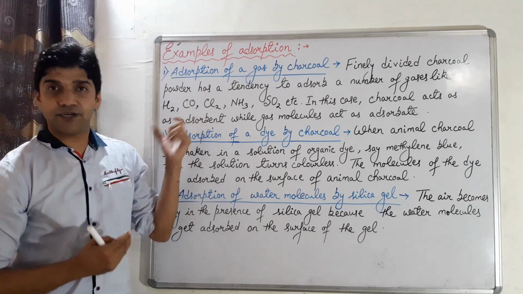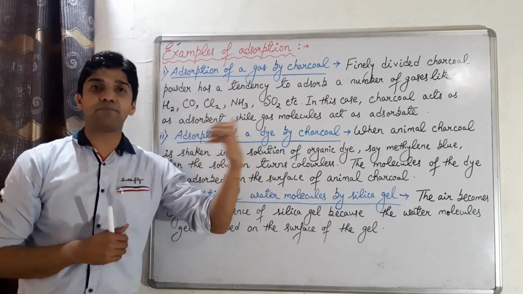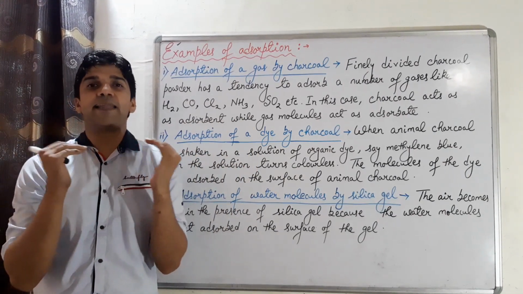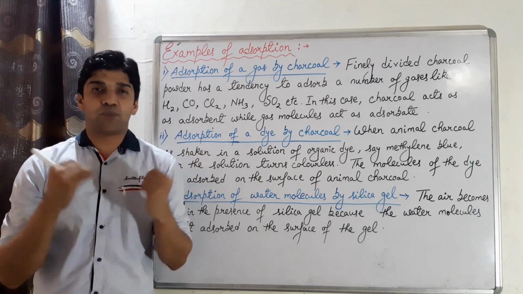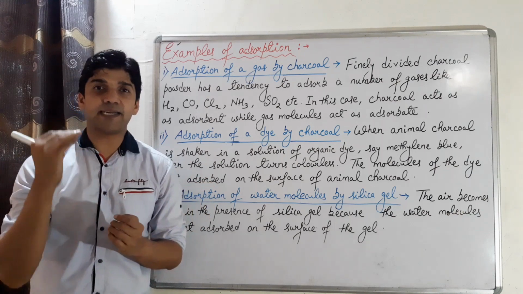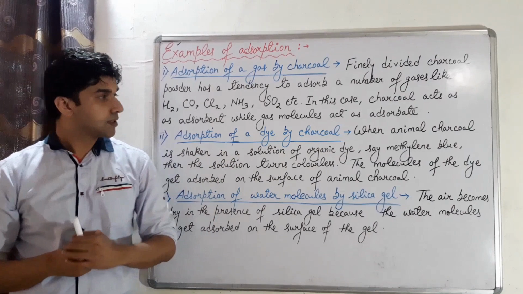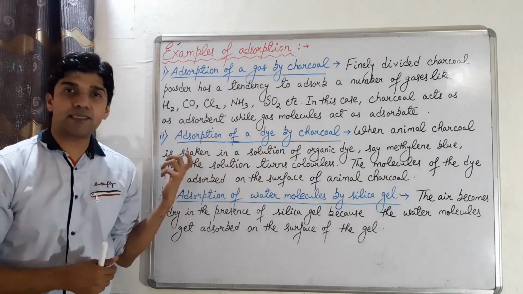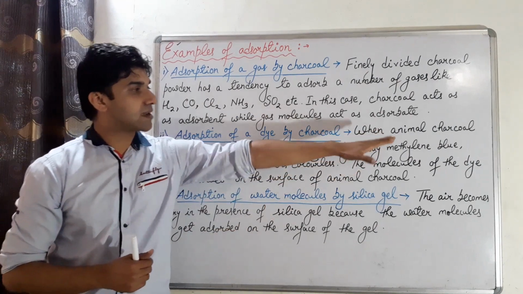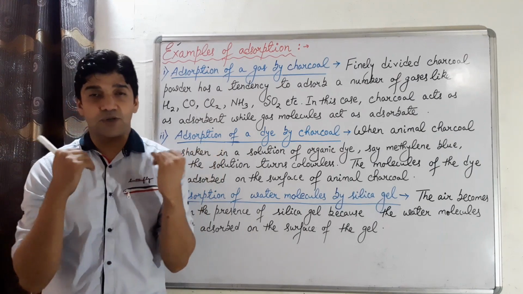Clear? Second, adsorption of a dye by charcoal. So animal charcoal, now what is animal charcoal? When the bones of animals are calcined, calcined मतलब are heated in the absence of air, then we get animal charcoal. So when the animal charcoal is shaken with the solution of organic dyes such as methylene blue, then the solution turns colorless. ऐसा क्यों हुआ?